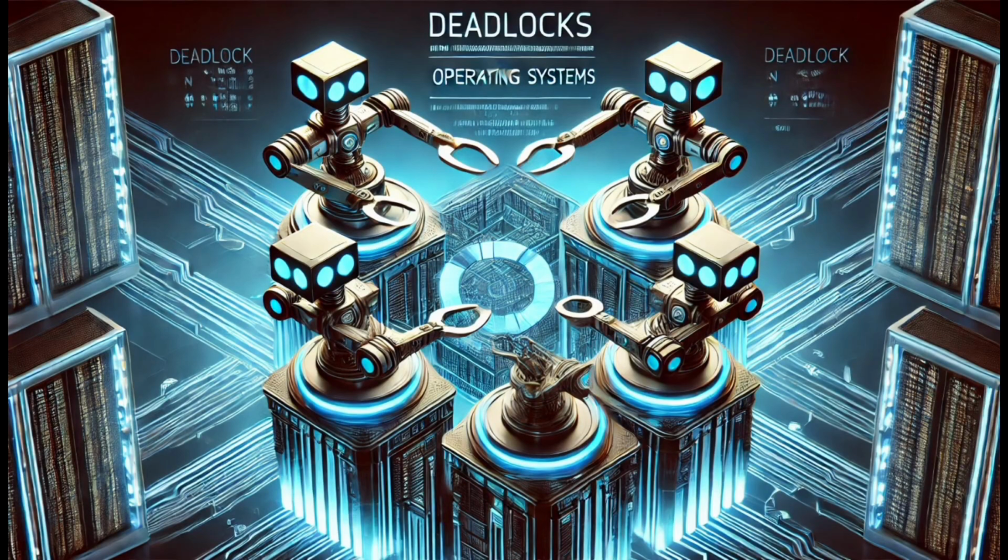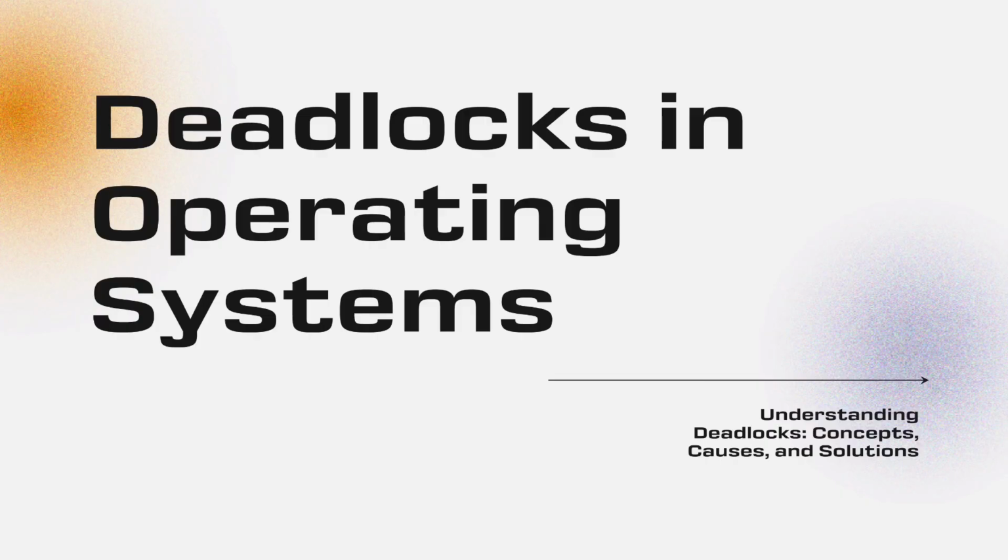Hi everyone, imagine you are at a four-way intersection where every car is stuck because no one is willing to move first. That's exactly what happens in an operating system when a deadlock occurs. In this video, we'll break down what a deadlock is, why it happens, and how operating systems handle these tricky situations. Let's see about deadlock in operating system.